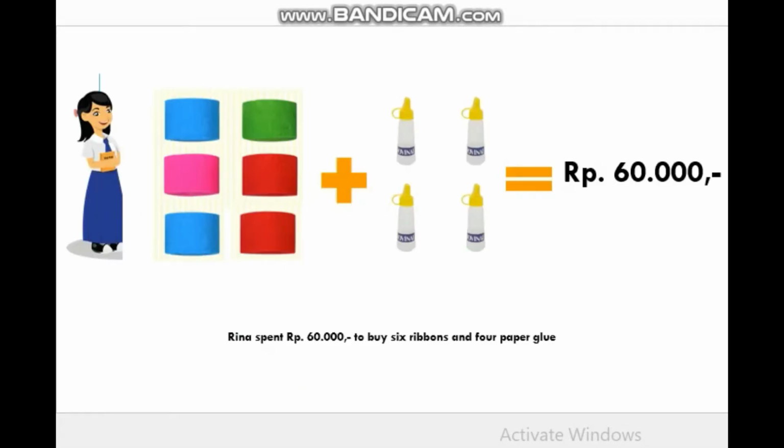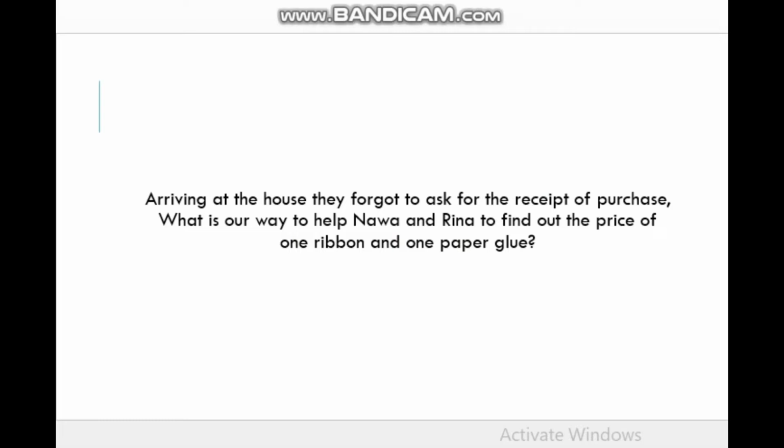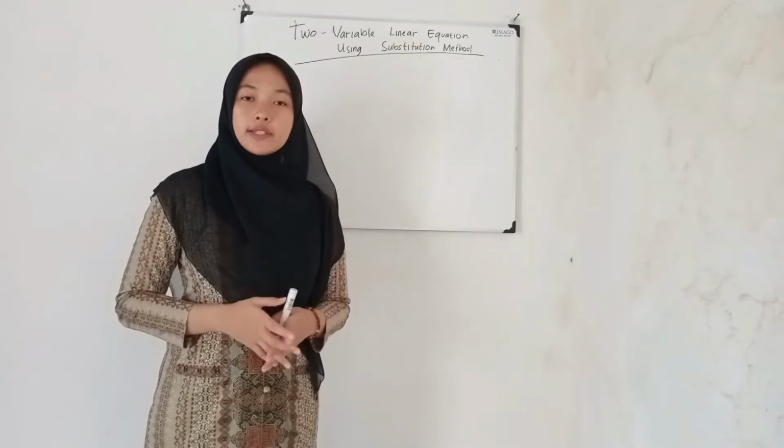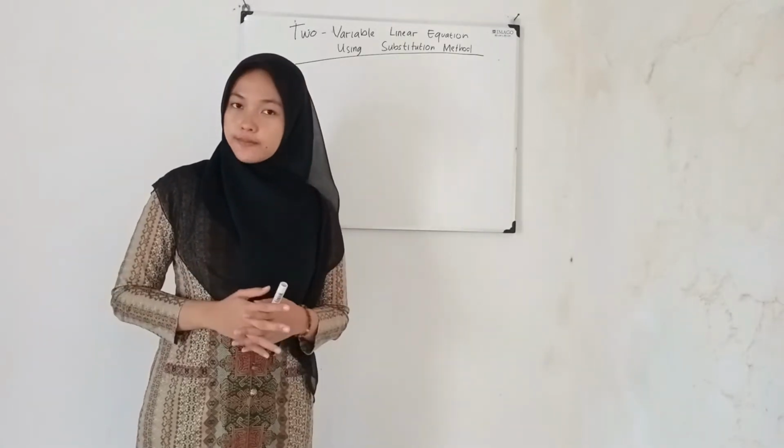Rina spent 60,000 rupiah to buy 6 ribbons and 4 paper glue, while Nawa spent 88,000 rupiah to buy 8 ribbons and 8 paper glue. Arriving at the house, they forgot to ask for the receipt of purchase. What is our way to help Nawa and Rina to find out the price of one ribbon and one paper glue? Okay guys, to solve this problem, what step should we do first?